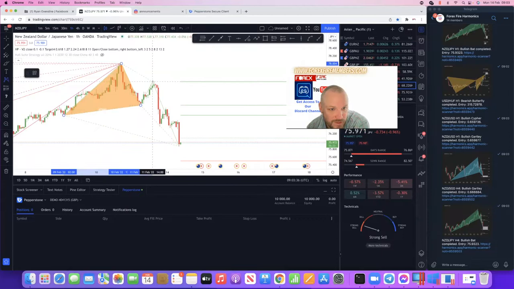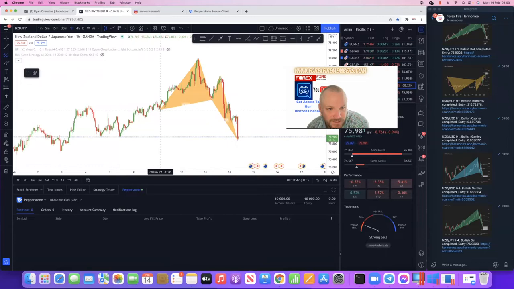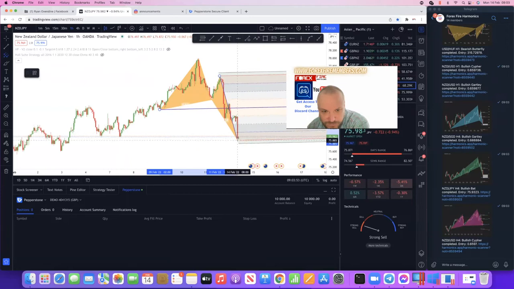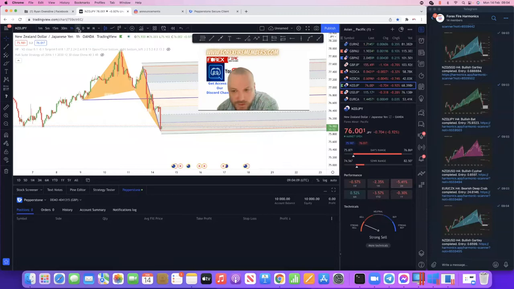There's another setup. And again, just go to the eye. From there, pitchfork it up. And there we have that one. Make this one green. So now we've got the NZDJPY set up. We've got set up there. NZDUSD. This is on the 4 hour. So let's go on the 4 hour.